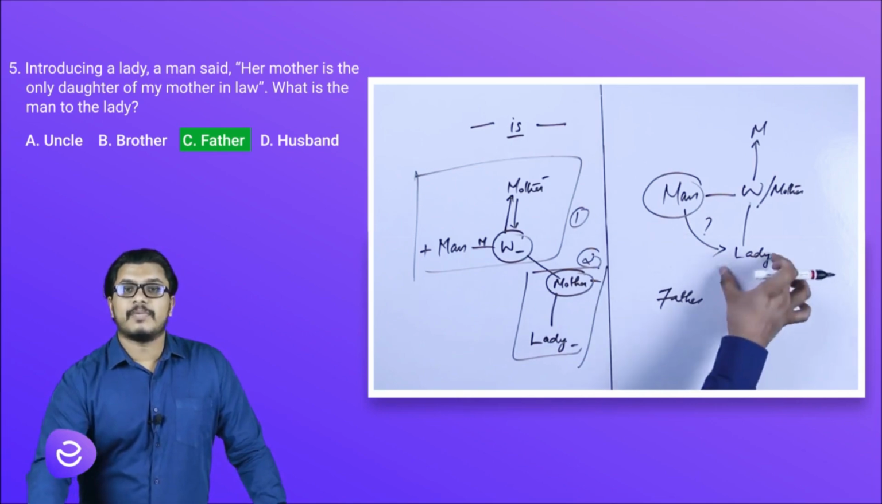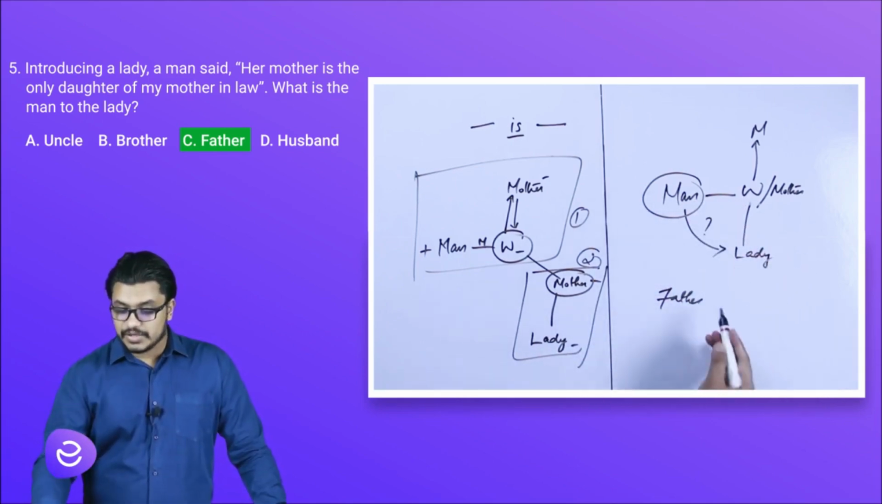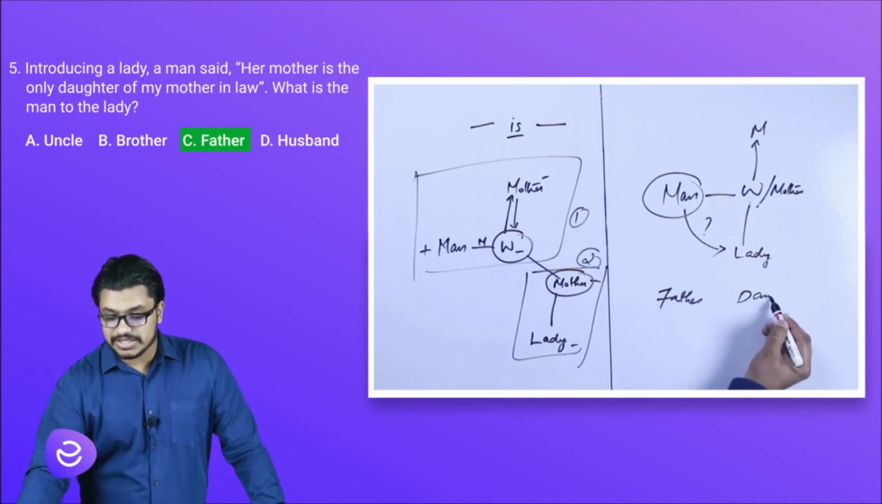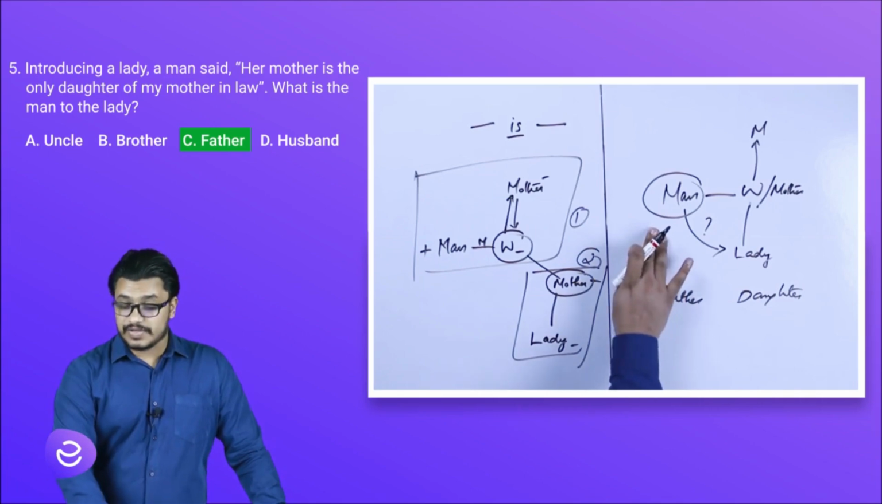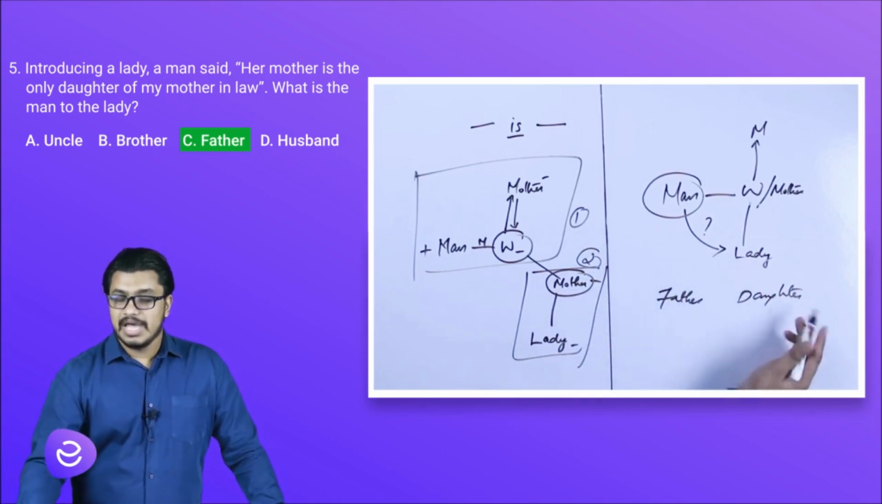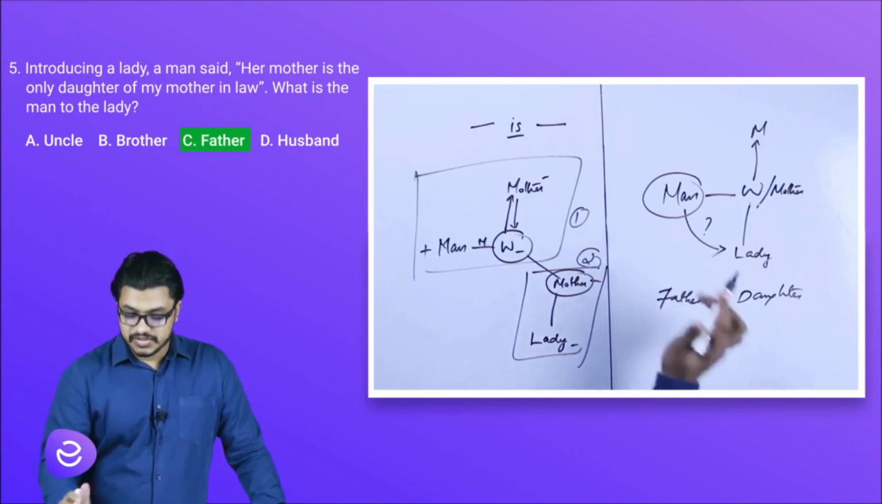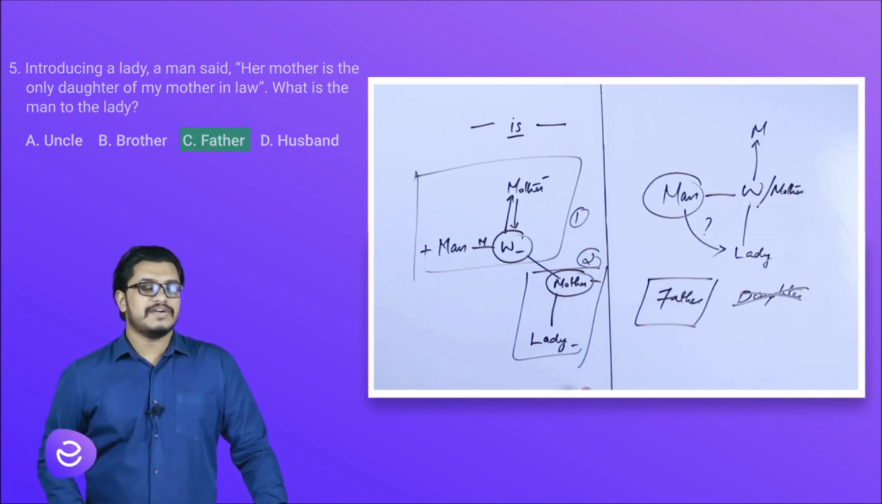You have to answer from the point of view of the lady. So the answer would be daughter. You might get father as well as daughter in your options. If the question is about this lady, you can say that daughter is the correct answer. But here the question is about the man. So this man is actually the father, not the daughter. So the answer would be father.